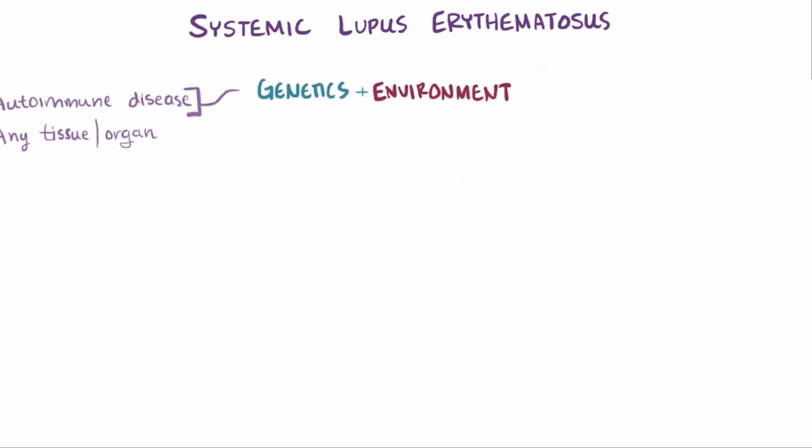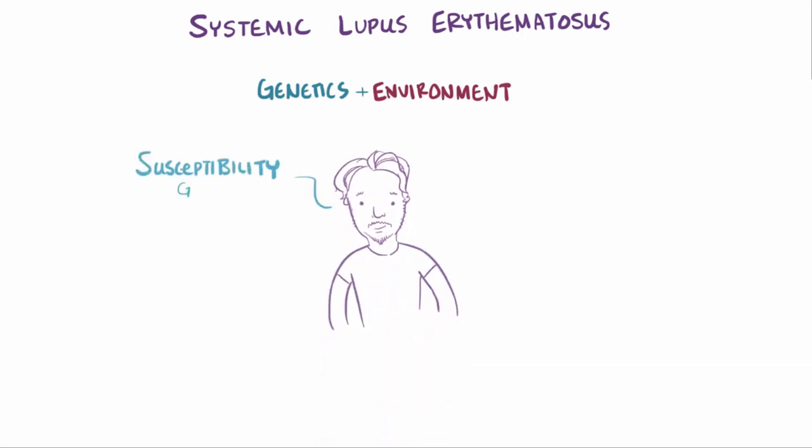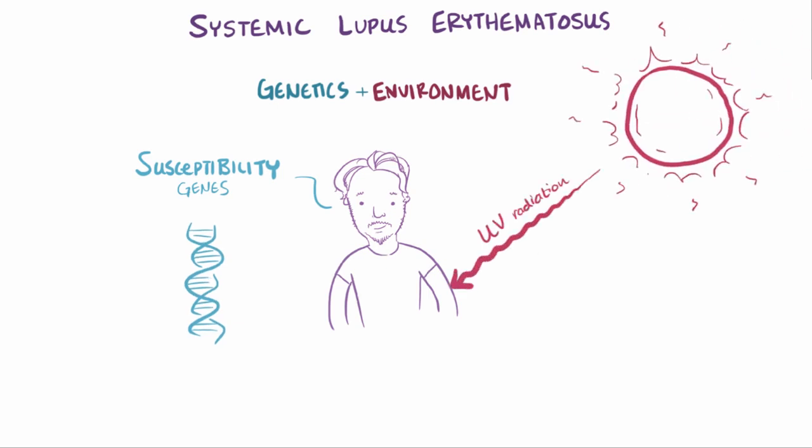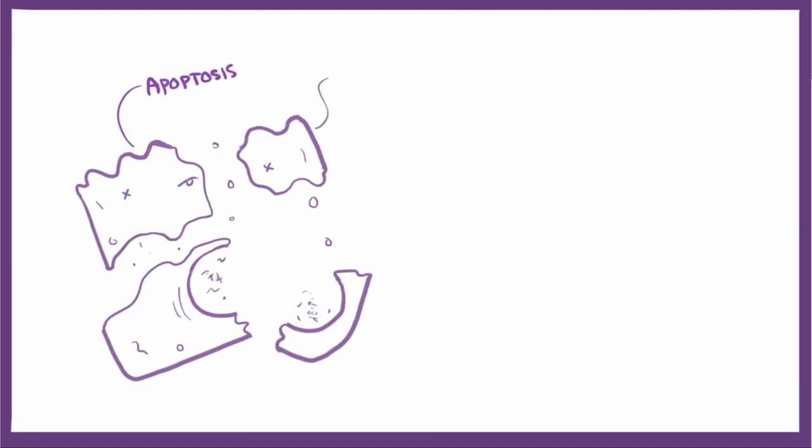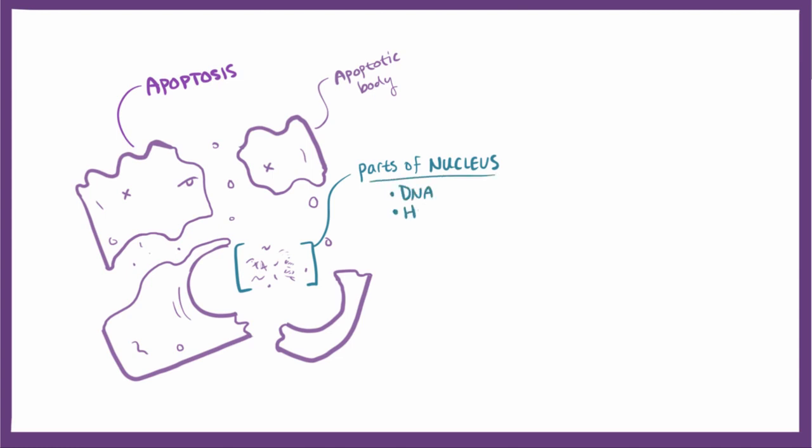All right, so let's go over a specific scenario to show how this usually plays out. Let's say that this guy has susceptibility genes that make him susceptible to getting lupus. And he's exposed to UV radiation in sunlight, which we know is an environmental risk factor for lupus. Given enough UV rays, think like sunburn, the cell's DNA can become so badly damaged that the cell undergoes programmed cell death, or apoptosis, and it dies. This produces these tiny apoptotic bodies and exposes the insides of the cell, including parts of the nucleus, like DNA, histones, and other proteins, to the rest of the body.